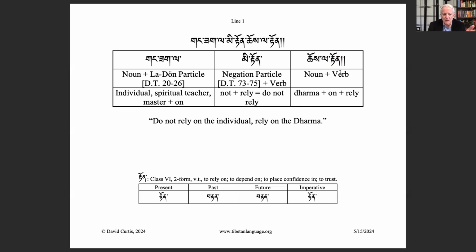Then, gongzak la mi tun, chö la tun. So you can see that the word order, of course, in Tibetan is different from English word order, right? So do not rely on the individual, whereas Tibetan actually says individual on, don't rely; rely on the Dharma, whereas Tibetan says Dharma on, rely. Okay, so when we go through the parsing like that, we can come up with a reading, and then it's actually a different process when we decide how to translate it, right? So it's actually a different part of the brain.